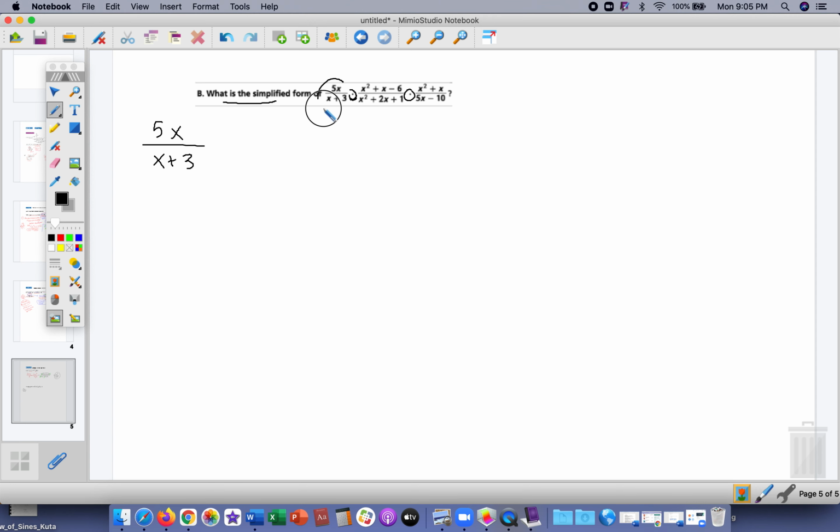So for this first fraction, 5x over x plus 3, in the numerator, I can't factor or break down any further. It's just 5 times x. The denominator, x plus 3, can't factor or break down, but because there's a plus or minus, I'm going to put parentheses around it. It's an expression. Let's look at this next fraction or ratio.